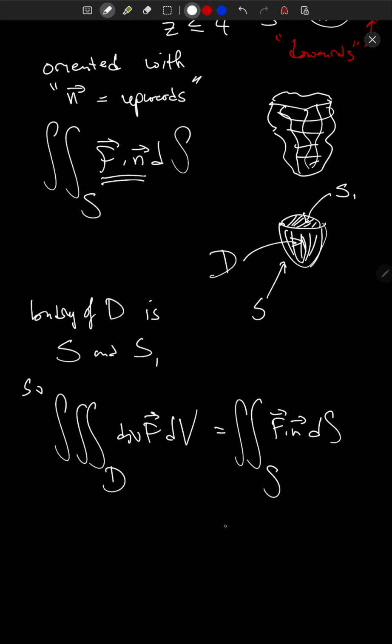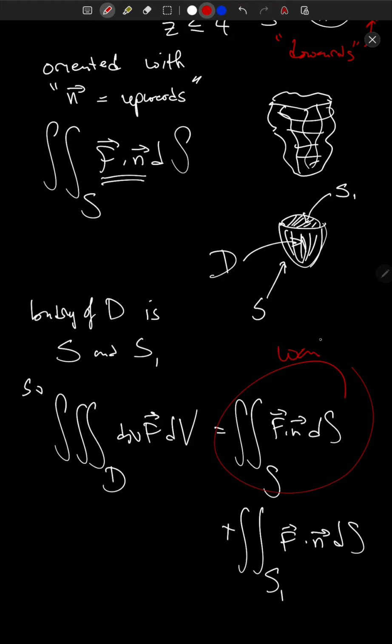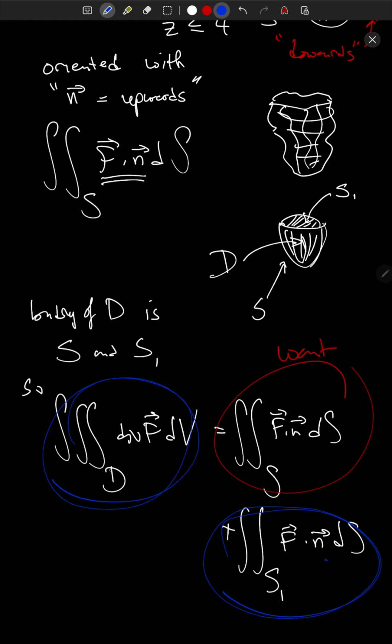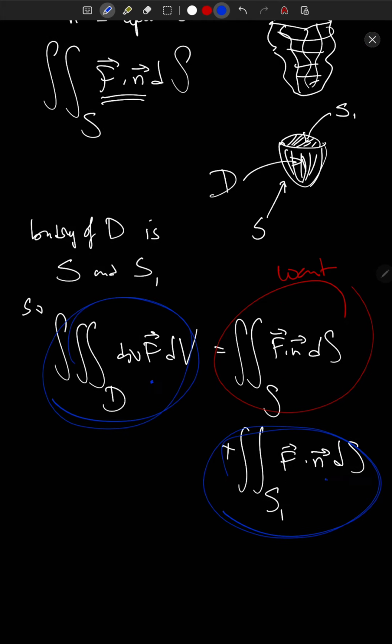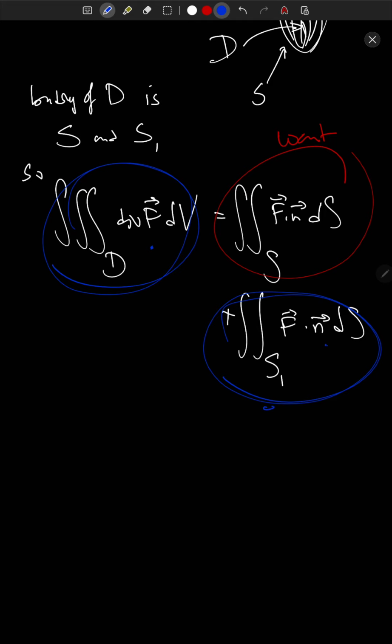This is the one that we actually want, plus the double integral over S1 of F dot N dS. So we want this, but it's too hard to calculate. What we can do alternatively is calculate this one here, and this one here. We subtract this one to the other side, and we've got the answer for the one that we want. The hope is that this is easy, and that this is easy.